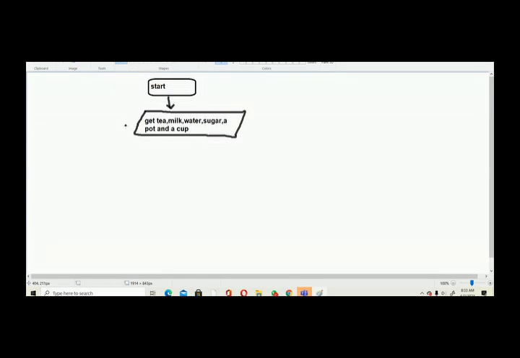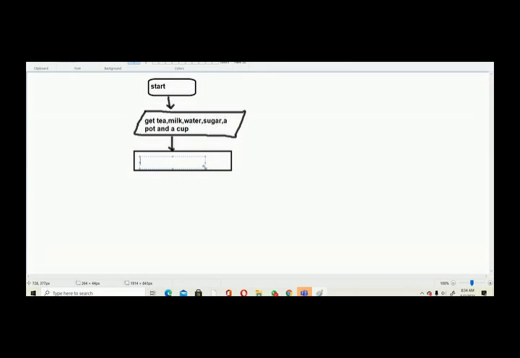Then what are we going to do? So we will write the steps. Now what is the shape that we are going to use to show the process? A rectangle. Yes, a rectangle. Now what is the first thing that we are going to do? Boil water. Very good. So we will write boil water.